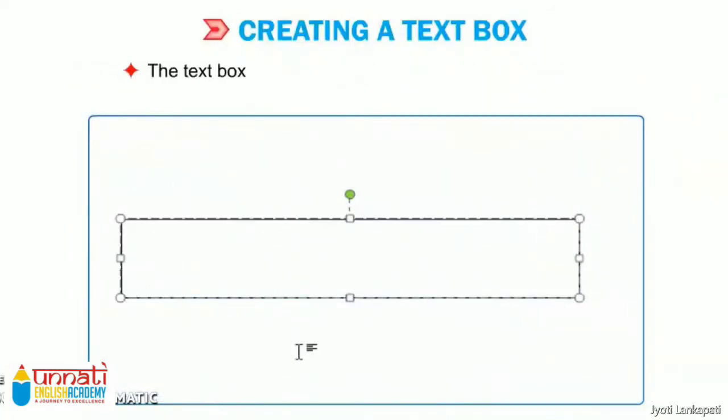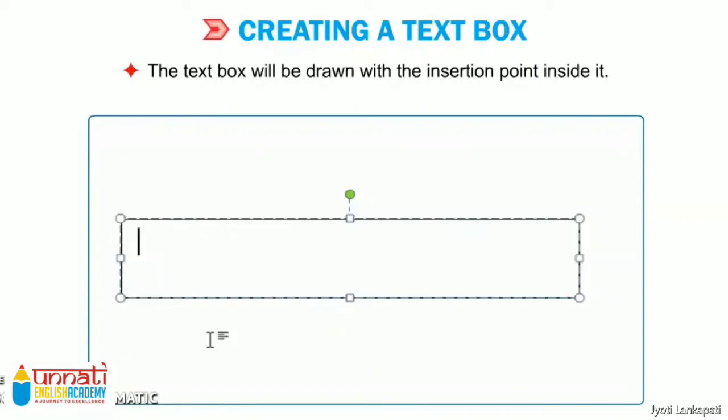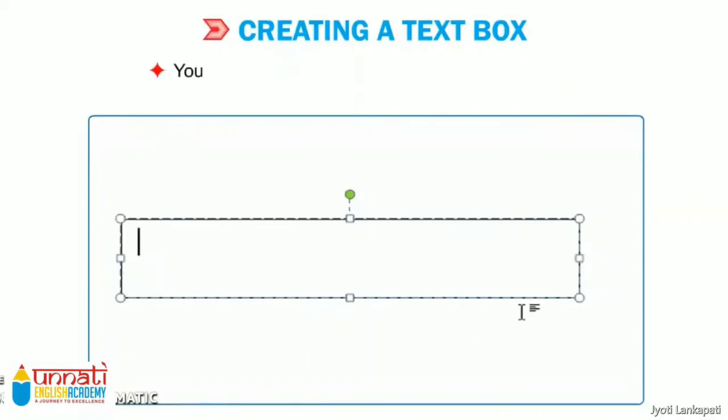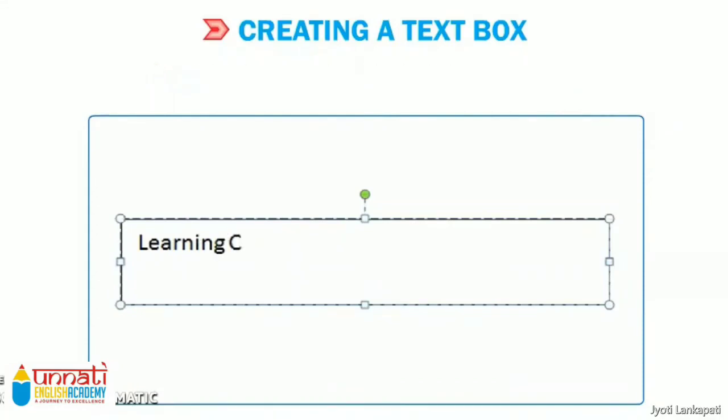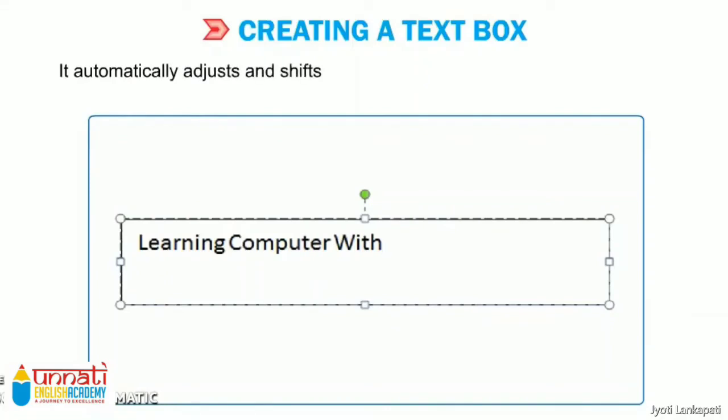Now, the text box will be drawn with the insertion point, that is called cursor, inside it. You can also resize the text box by dragging its handles. Now, type the text. It automatically adjusts and shifts the text to the next line with respect to the box area. So you do not have to worry about the next line. It will automatically shift. This feature is known as word wrap.